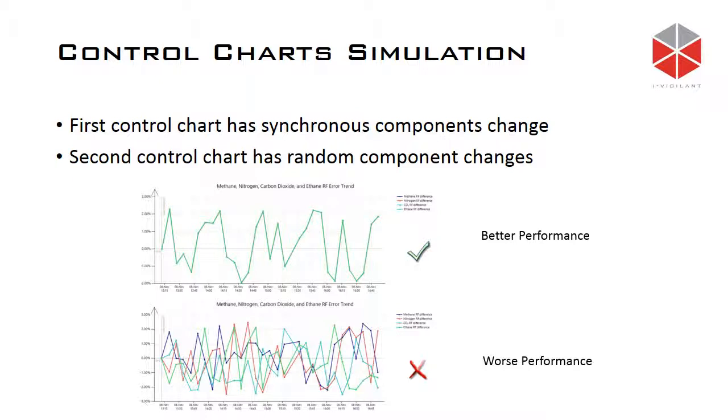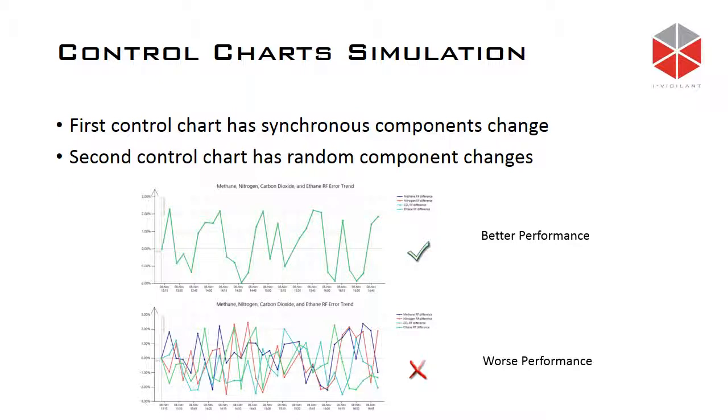Then if we put in more gases, in this example we have only 4 gases, you can see visually that the first chart is a GC that performs better than the second chart. And then if we put every gas in the charts, the first one is all synchronous, the second one is all random. We know exactly that the first one has better performance than the second one.